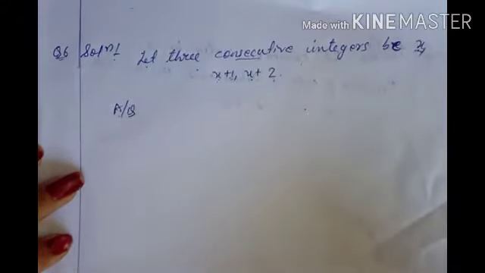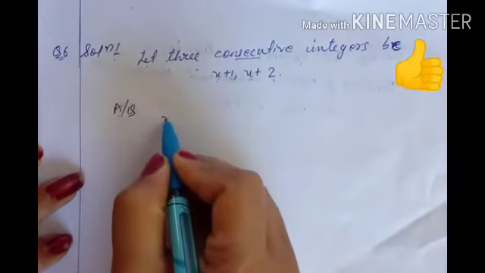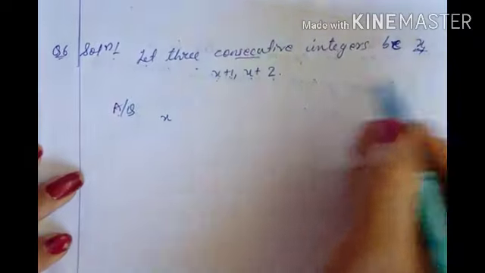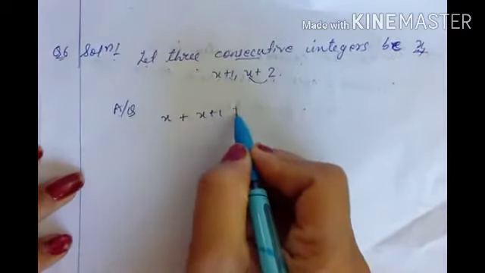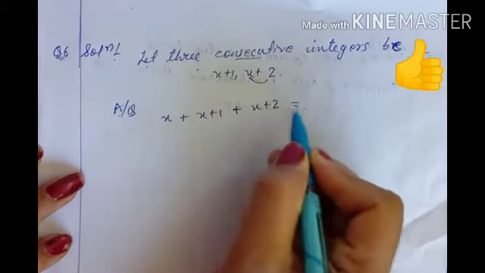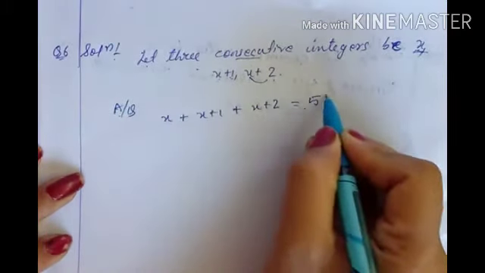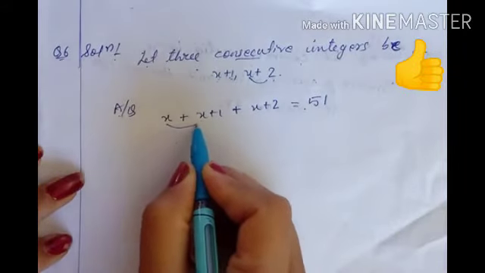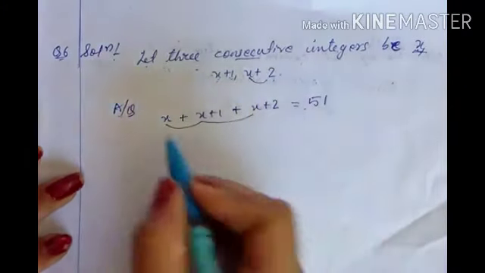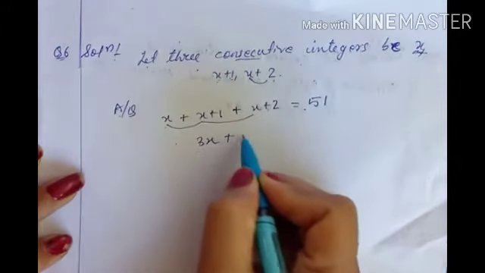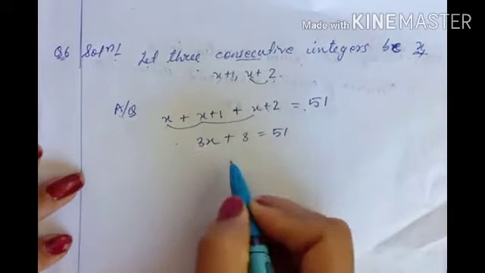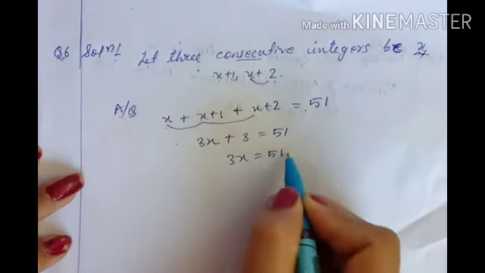Now according to the question, these 3 consecutive integers add up to 51. That means the first is x, next is x plus 1, and the third one is x plus 2. When you add all these, you get 51. Now you add only the variables: x, x, x, that is 3x. Now 1 plus 2 is 3, equal to 51. Now 3x is equal to 51 minus 3.